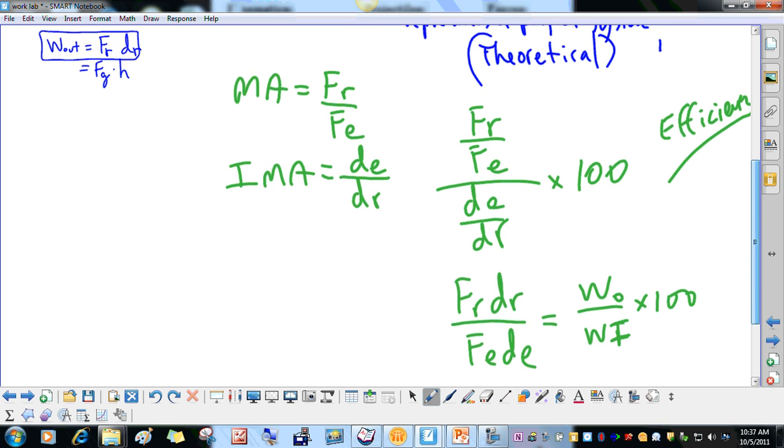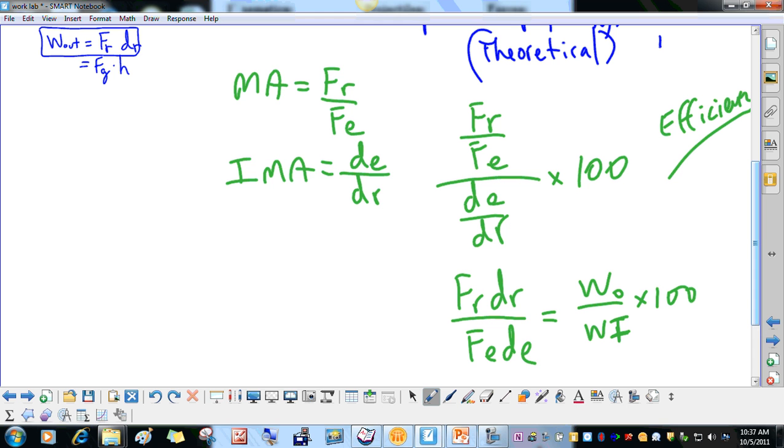Okay, questions on mechanical advantage, ideal mechanical advantage, efficiency, any of these things? And of course, you'll practice here in a minute. We're almost done. I'm going to show you one more thing, then we'll start practicing.